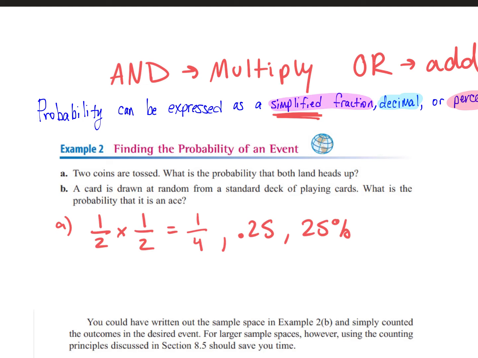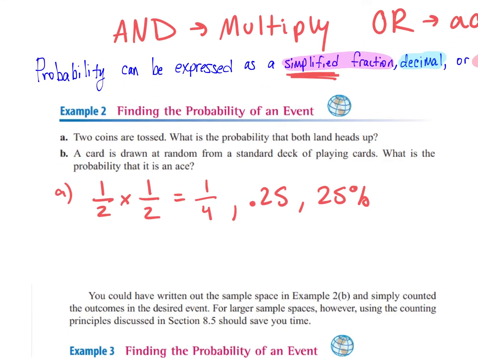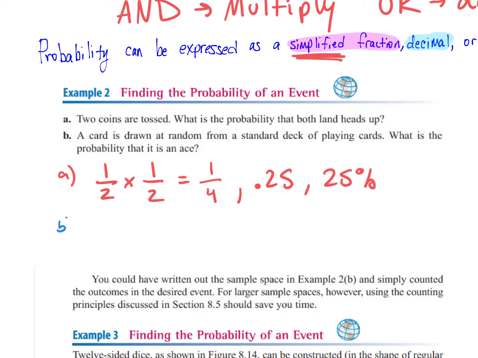All right, for B. A card is drawn at random from a standard deck of playing cards. What is the probability that it is an ace? So how many cards total do I have? 52. That's why I put a deck of cards on Canvas so you can familiarize yourselves with a deck of cards. Out of the 52 cards, how many aces do you have in a deck? 4. You have one of each suit.